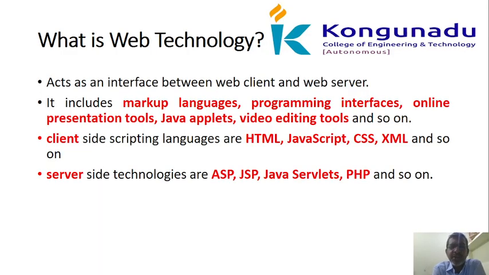There are two types of scripting languages: one is client side and one is server side. What comes under the client side scripting languages? The first one is HTML, hypertext markup language. After that comes JavaScript, and then CSS, XML, and so on. These come under the client side scripting.